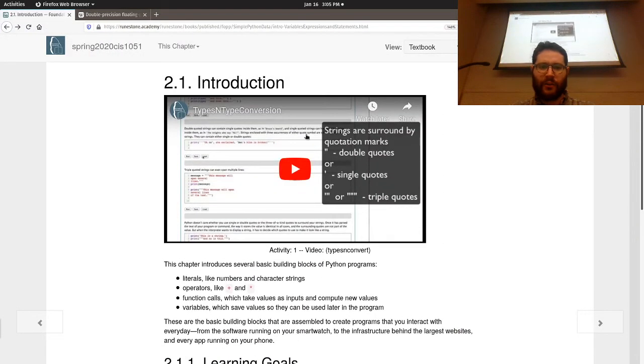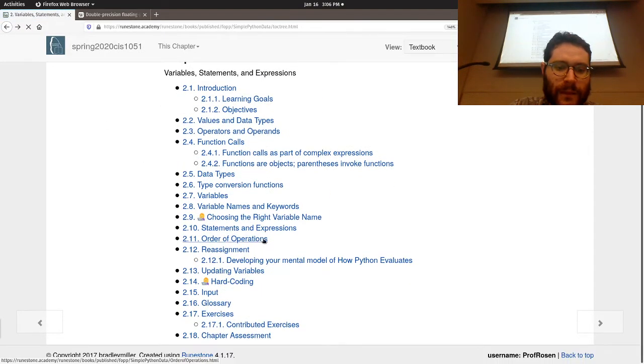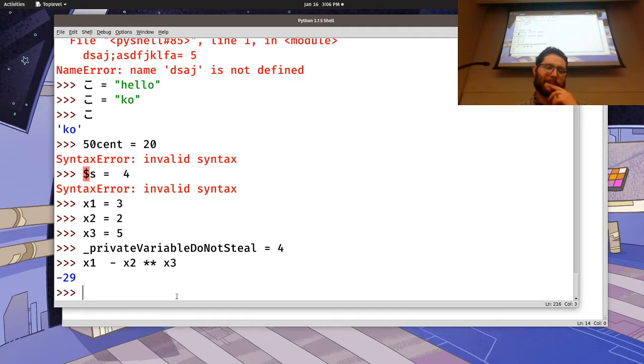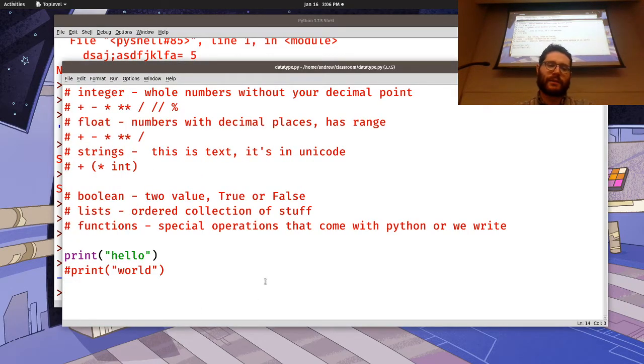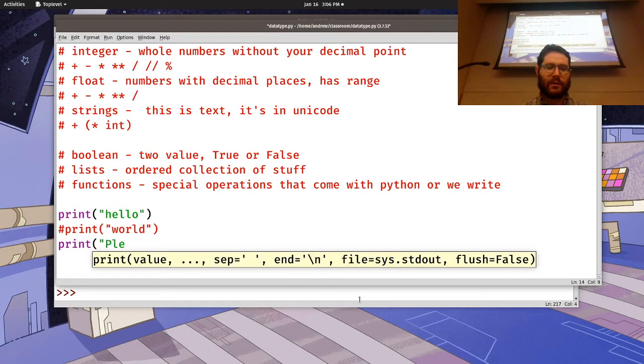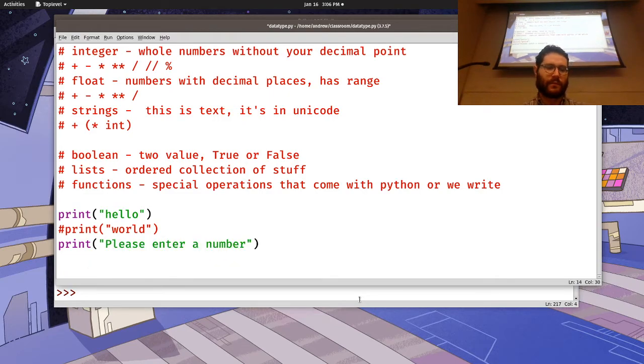There are some other data types we can do, other things we can do. The big thing we can do is get input. So we can say, for instance, print, please enter a number. Okay, and this will ask you to please enter a number.